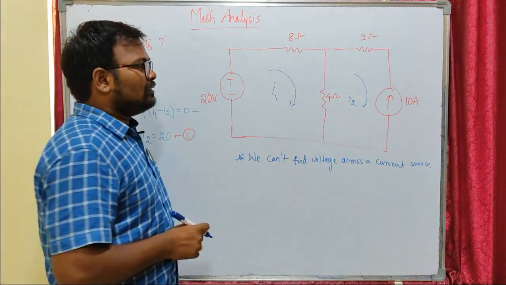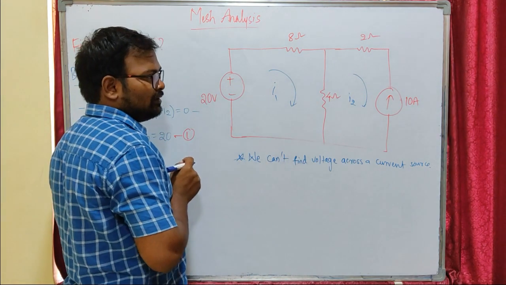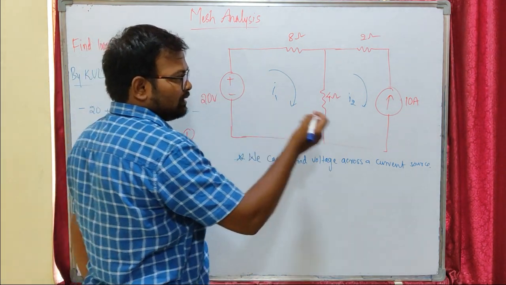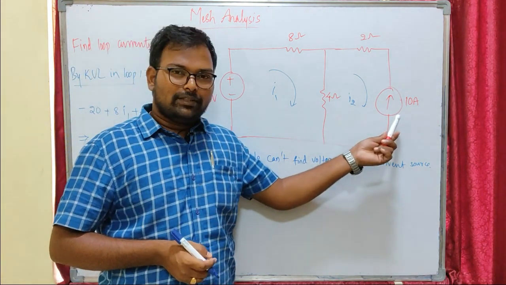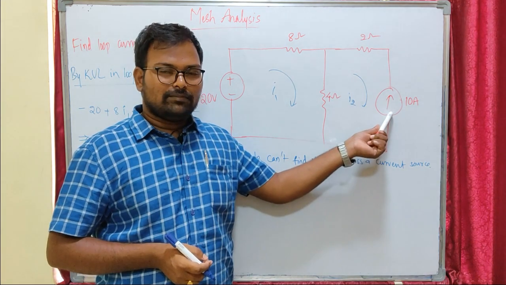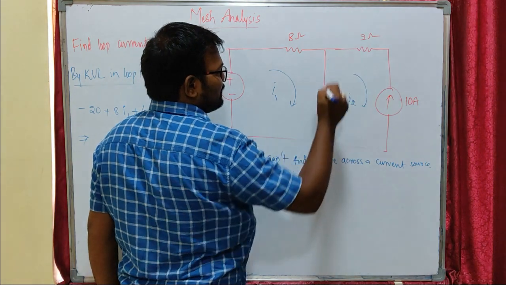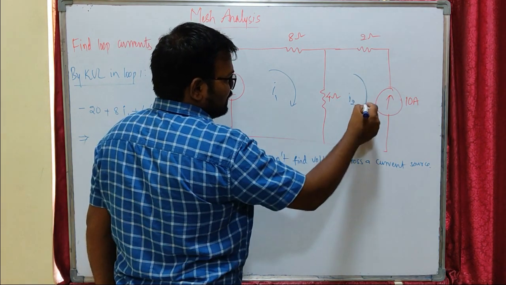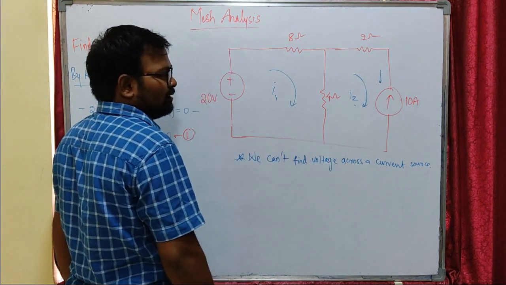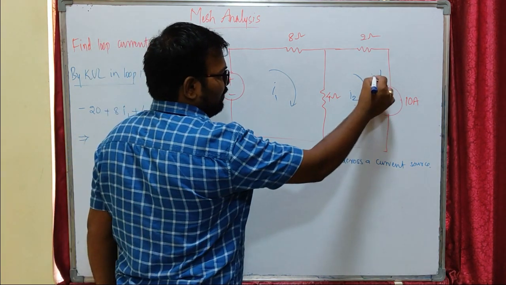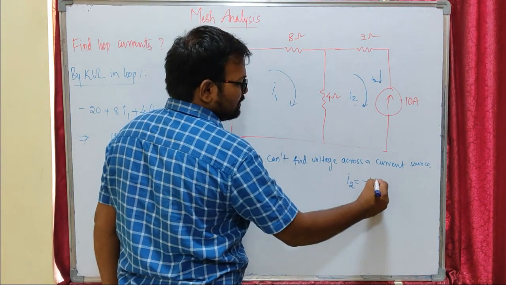Then how can you find I2 here? I2 is a loop current we have assumed in the clockwise direction, but there is a current source already existing in the second loop. That means this 10 amps current source is itself the second loop current. We assumed the second loop current I2 in the clockwise direction, that is downwards, but the actual current in loop 2 is going upward. That means I2 is minus 10 amperes.